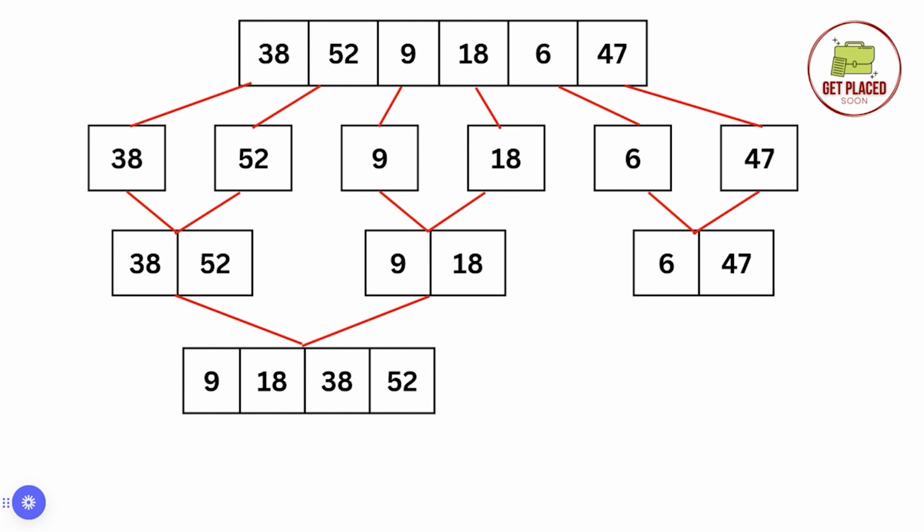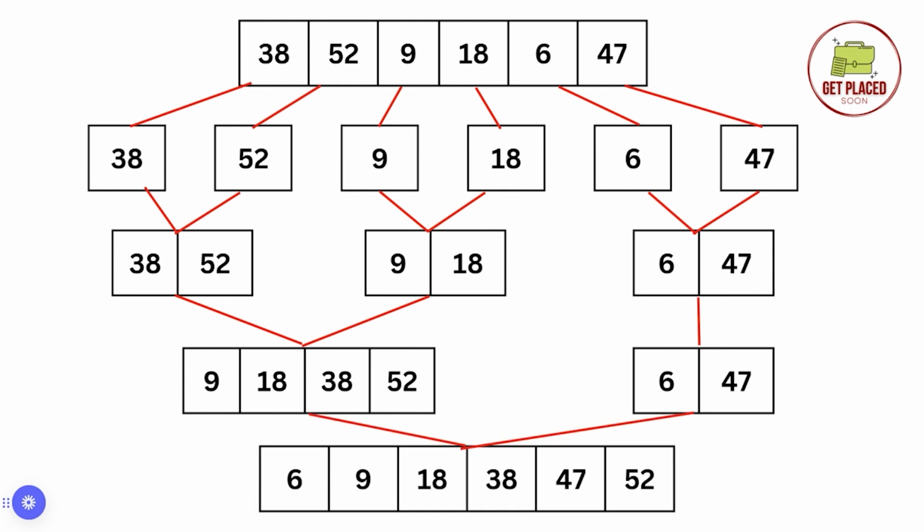Now we are left with one more subarray, that is 6 and 47. Starting with the first element, since 6 is smaller than 9, we begin with 6. Then we place 9, followed by 18, 38 and 47. And at last we add 52. This is how merge sort works. So there are 3 steps. Once we divide the whole unsorted array, we conquer, that is we make sorted subparts, and then merge the sorted subparts until we reach the whole sorted array. So this is the sorted array in ascending order, sorted using merge sort.